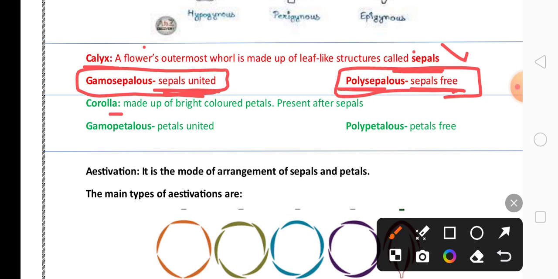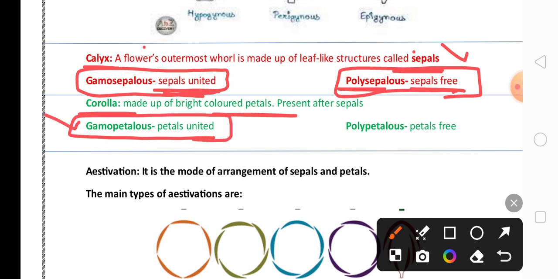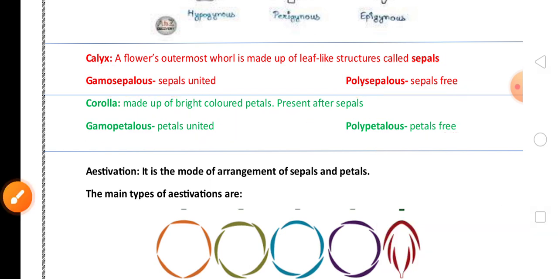Similarly, the second whorl of the flower is corolla. Its units are petals. For 1 mark they are going to ask: if the petals are united, it is called gamopetalous. If the petals are free, it is called polypetalous. These are 1 mark terms important to the exam.